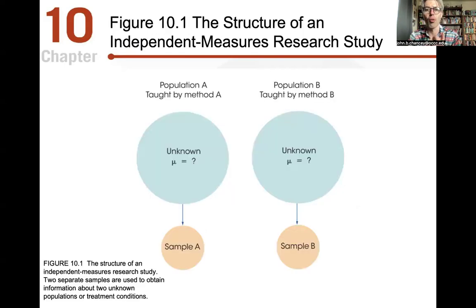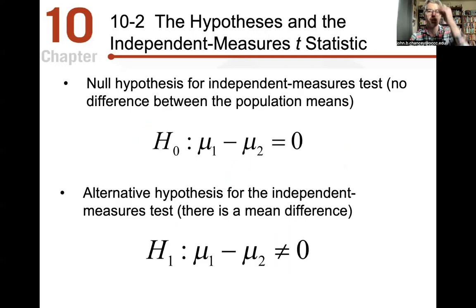Okay, so essentially what we're talking about here is maybe we have a population. Again, it could be college students and it could be older adults. We're going to draw a sample from both of those, and then we're going to compare those two samples. So, two separate samples are used to obtain information about two unknown populations or treatments. This is a visual way of understanding what's going on here.